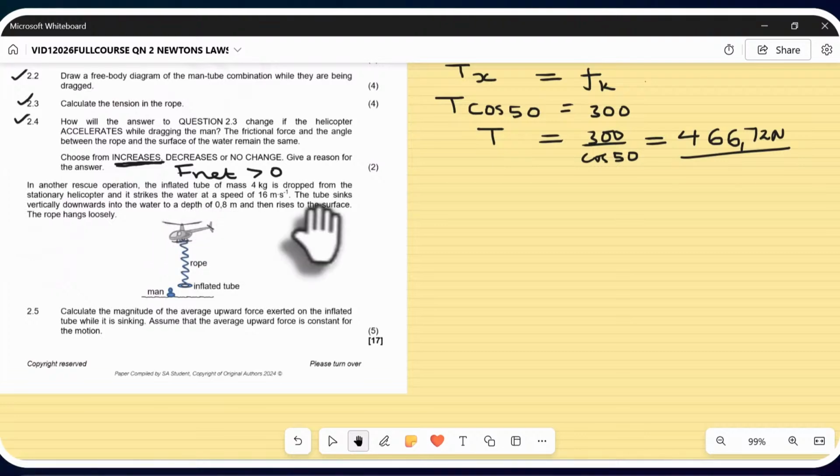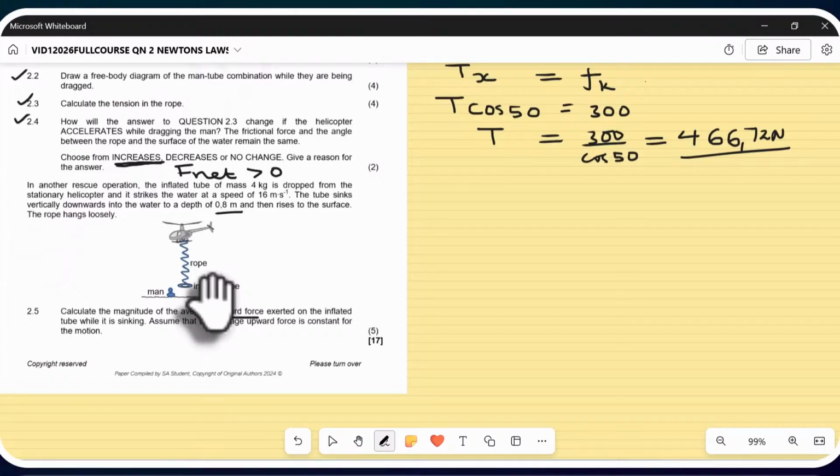They're saying that it drops on the surface of the water with a speed, then it goes down to a depth of 0.8 meters. Then they say calculate the magnitude of the average upward force exerted on the inflated tube while it is sinking. Assume that the average upward force is constant. We're looking for the average upward force.